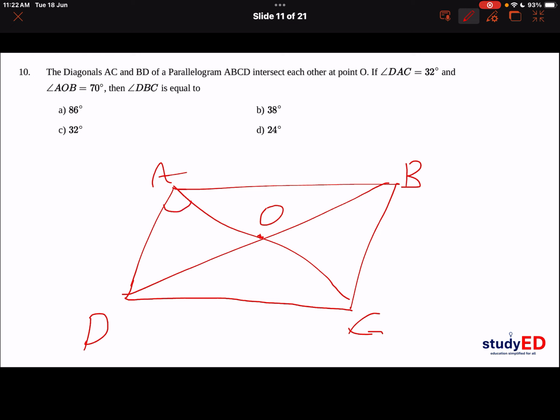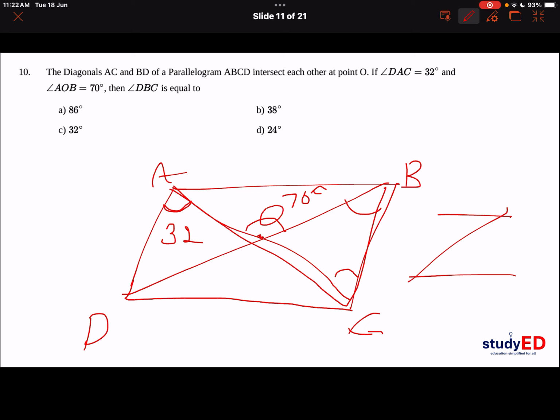DAC is 32, and then AOB is 70. What is the value of DBC? Now we know that DAC is equal to ACB. Alternate angles. This angle ACB is equal to this. Assume it as such. Alternate interior angles. So ACB is equal to 32.